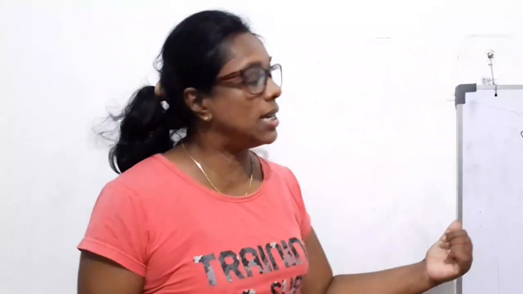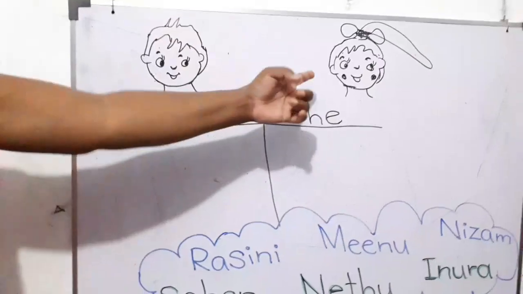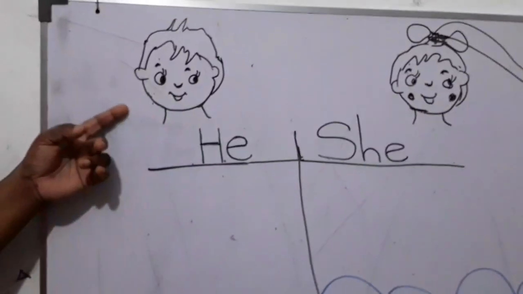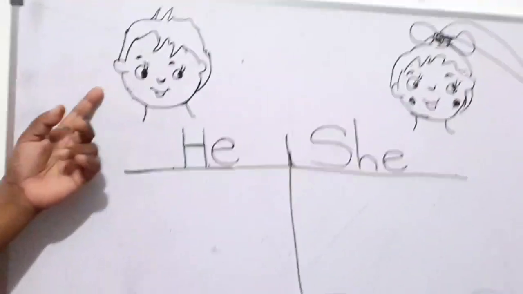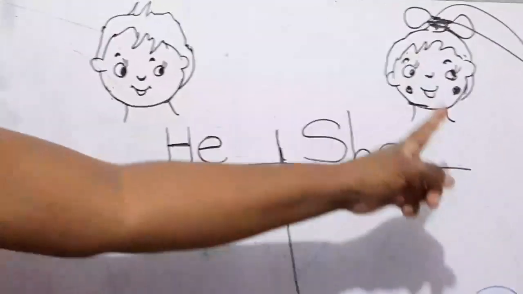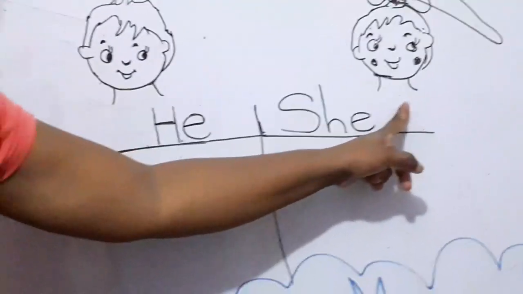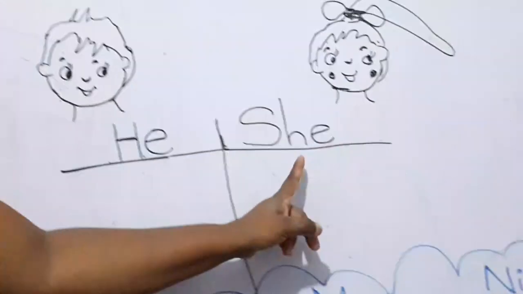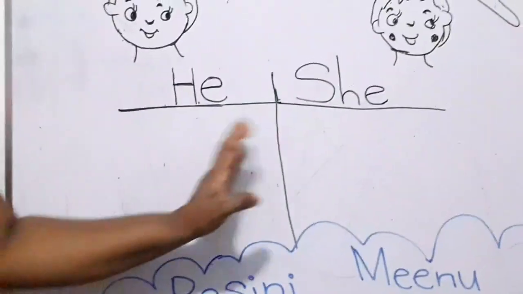Okay, now let's see. There's an activity here. Can you see a nice boy and a girl here? Yes. Here you can see the boy. We can say him as he. Boy, he. Here you can see a girl. We can say this girl as she. Girl, she. Right?